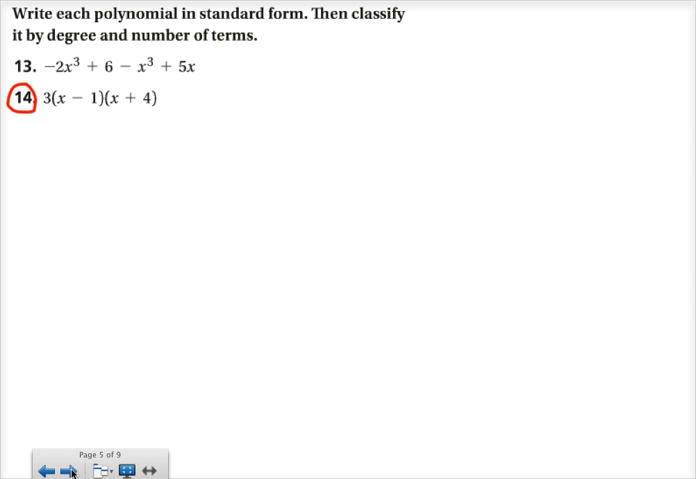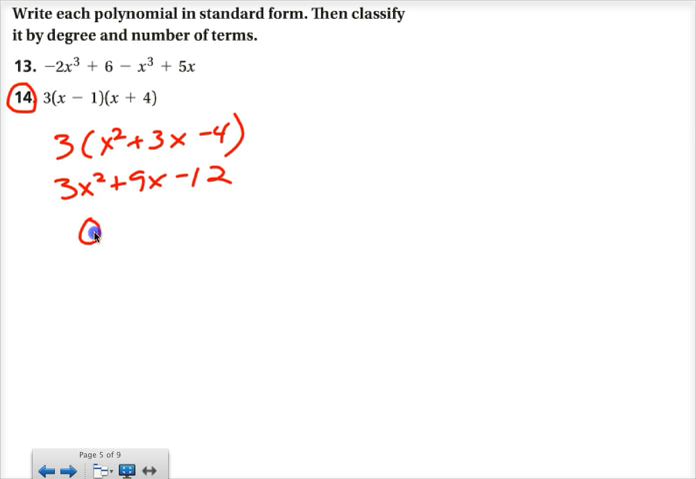On the next page, it says, write each polynomial in standard form, then classify it by degree and the number of terms. So this is naming it. So first thing we're going to do is go ahead and FOIL this. X minus 1 times x plus 4, and just wait till the end to distribute the 3. So that will give us x squared plus 4x minus 1x, which is plus 3x. And then last times last, minus 4. And then we go ahead and distribute. And we take a look and we see that this is a degree 2 polynomial. That means this is a quadratic. And we see that it has 3 terms, and that makes it a trinomial.